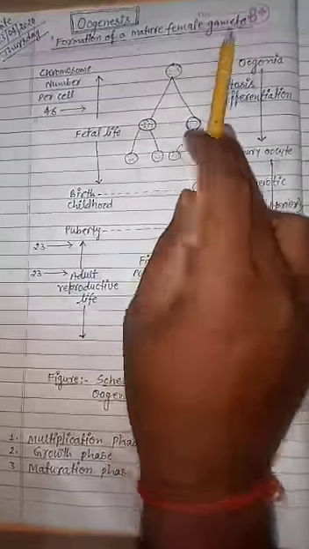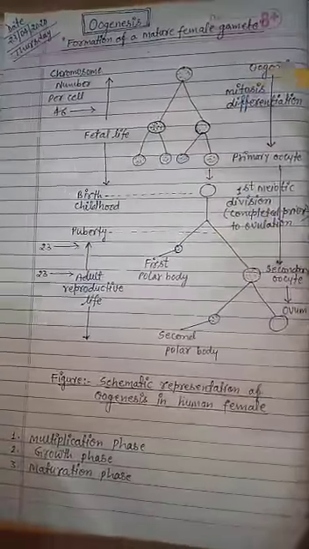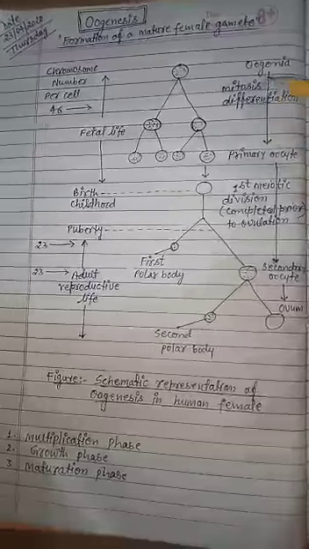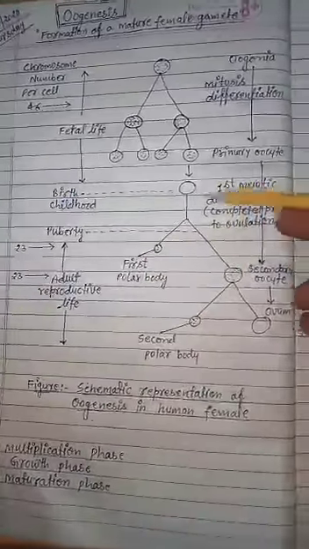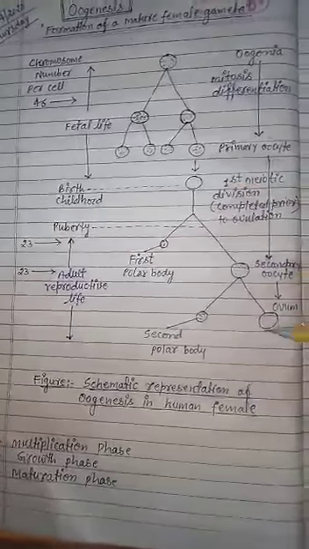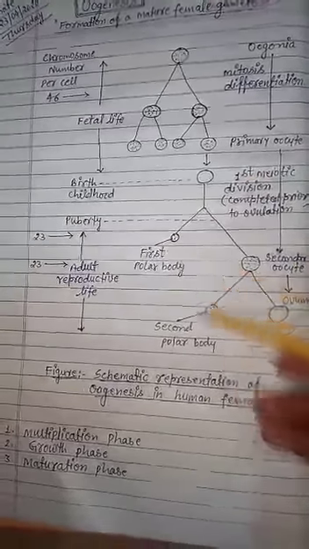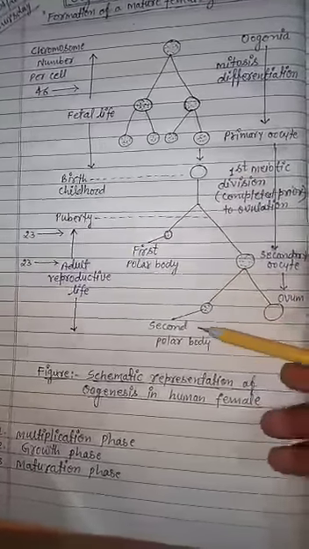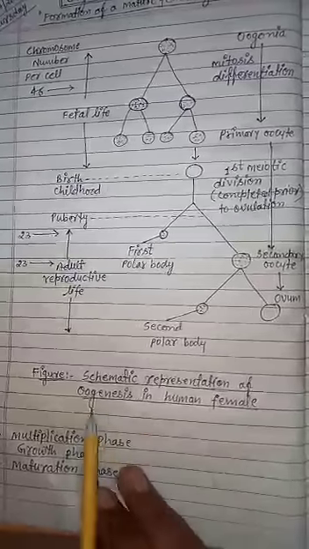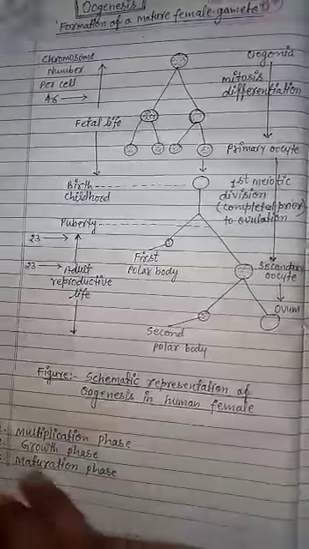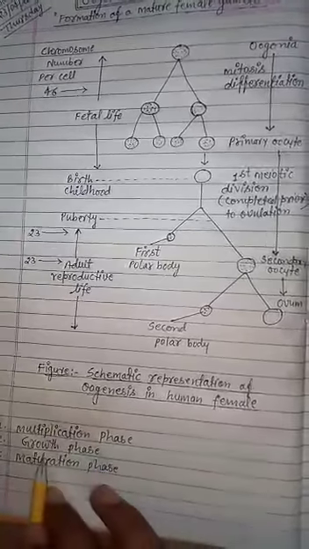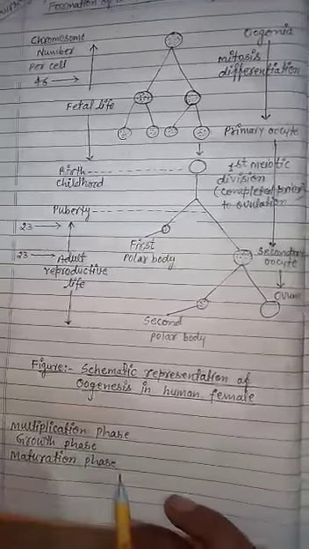This is oogenesis, formation of a mature female gamete, in which you can see the oogonia cell gets divided mitotically in fetal life and forms the primary oocyte cell, then the first meiotic division takes place, forming the secondary oocyte, then the ovum is formed, and the first and second polar bodies are formed. This is the schematic representation of oogenesis in the human female, as I discussed, in which the multiplication phase, growth phase and maturation phase come.